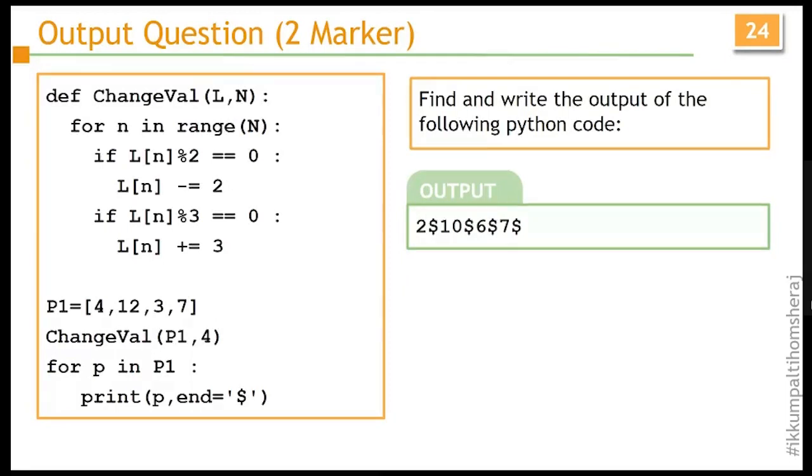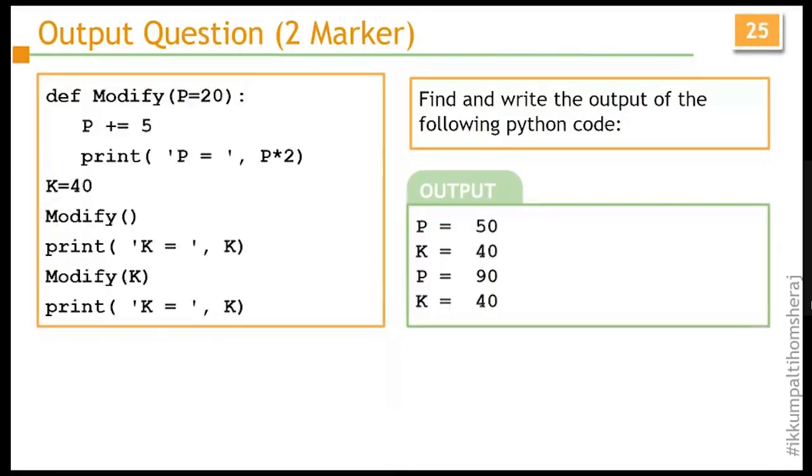So both the things are tested. One is parameter passing, another, the concept of mutability is tested. You can have a simple question like this in a 2 marker question, where we are simply passing a default parameter and doing a simple calculation as p plus equal to 5, and we are checking whether outside the function the content is getting changed or not.